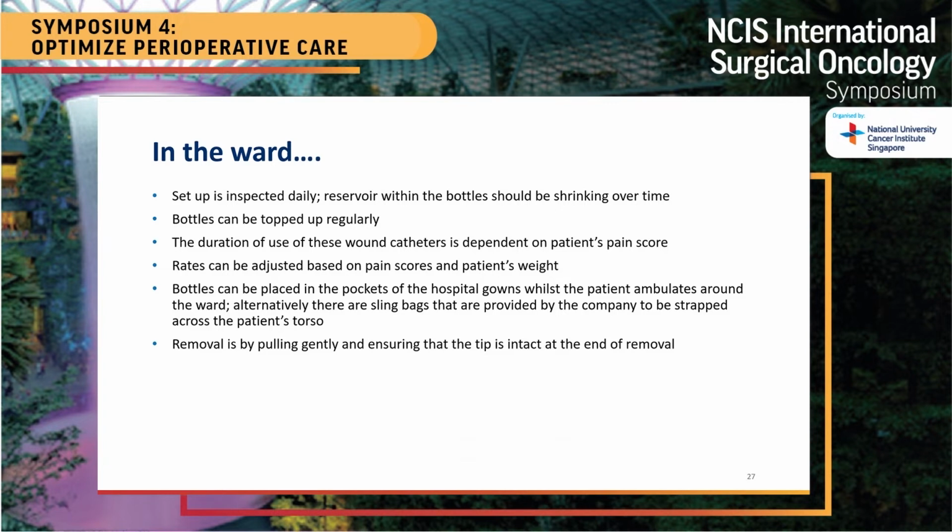As the patient mobilizes, the bottles actually fit nicely into their hospital gown pockets, and alternatively, the company provides sling bags that are strapped across the patient's trunk. We did have a case of a bottle falling out and the weight of the bottle yanking the entire tubing out when the patient went to the bathroom, but there was no harm caused. Removal is actually performed very easily, just by removing the Tegaderm and pulling the entire tubing, making sure the tip is intact at the end of removal.